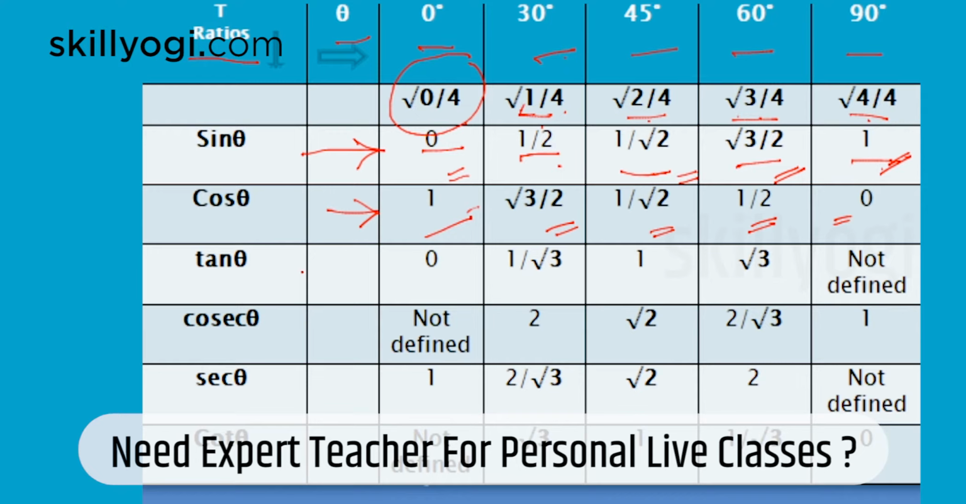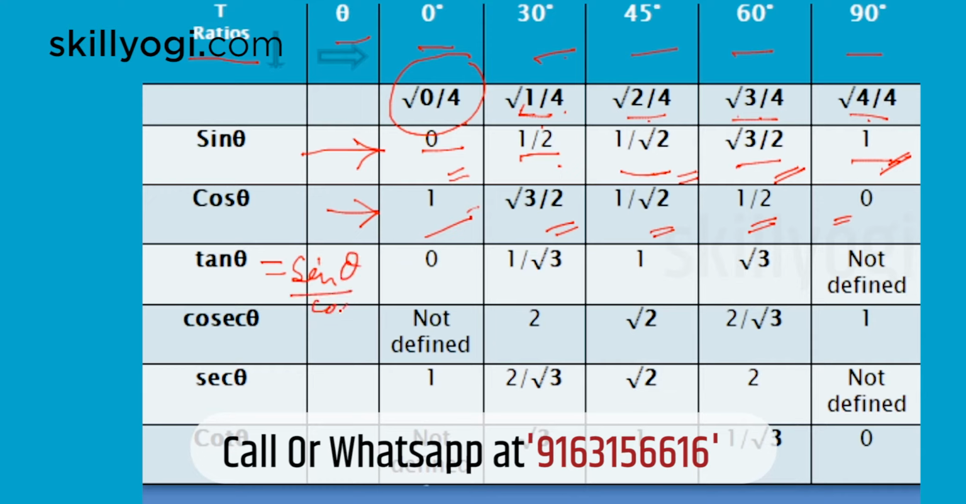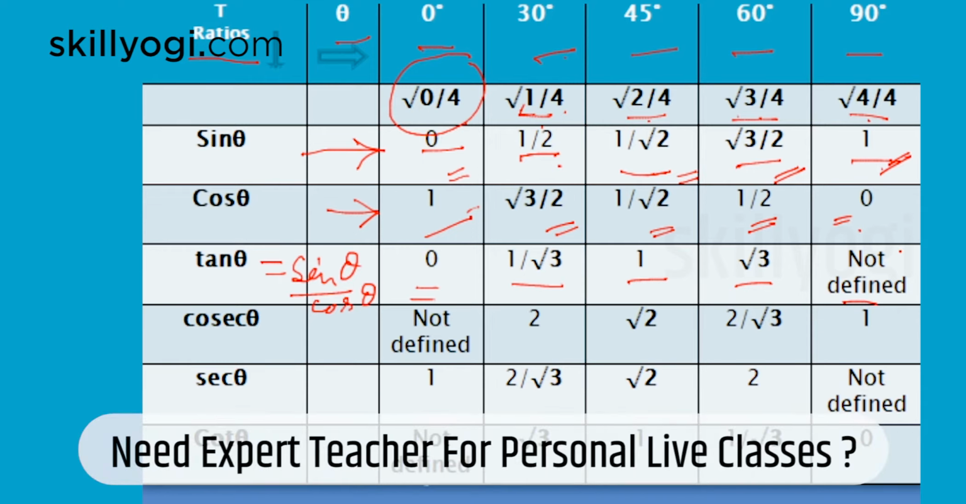Next, for tan theta, we know tan theta is sine theta by cos theta. We can calculate easily. That means 0/1 will be 0. 1/2 by √3/2 will be 1/√3. 1/√2 by 1/√2 will be 1. And √3/2 by half will be √3. And this is 1/0, not defined. We have not written infinity, plus infinity or minus infinity. Why we have not written, that we will discuss in our next class.